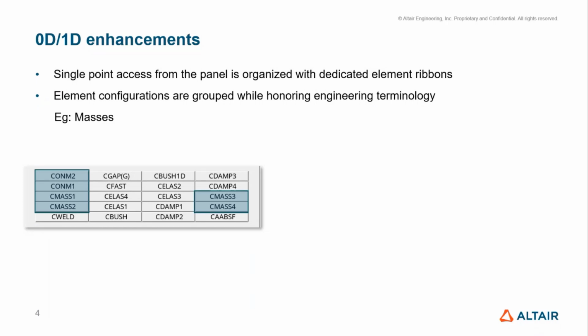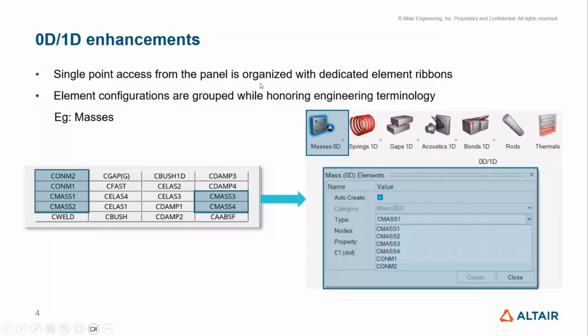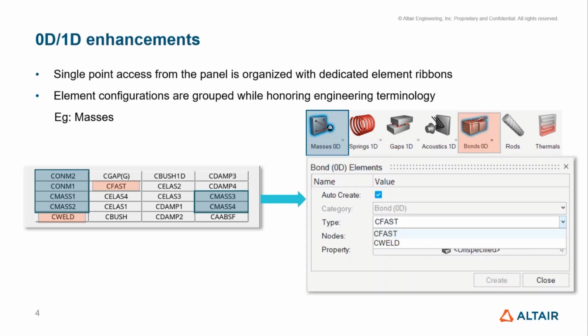For example, the mass elements are now segregated under masses 0D, and we have the appropriate types listed in the type here. By this, we are showing the user that these elements have some engineering terminology, and that engineering terminology is honored while we distribute these element types among these ribbons. Similarly, fastener and weld elements are mapped to the bonds in the ribbon. And similarly, you could see from the controller, we will have the allowable type within the bond ribbon.